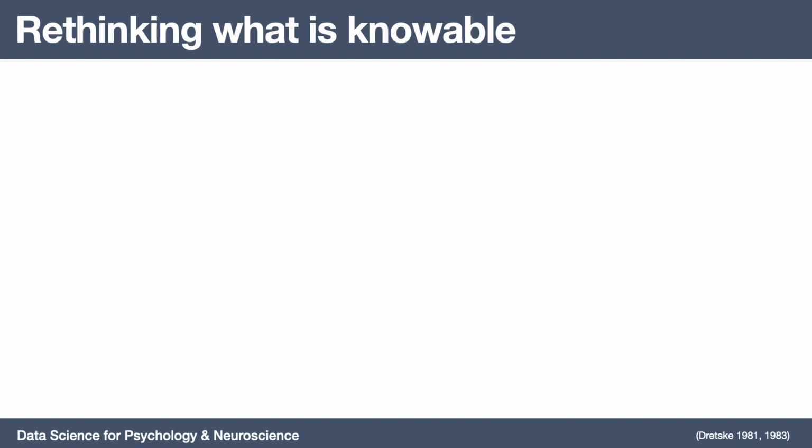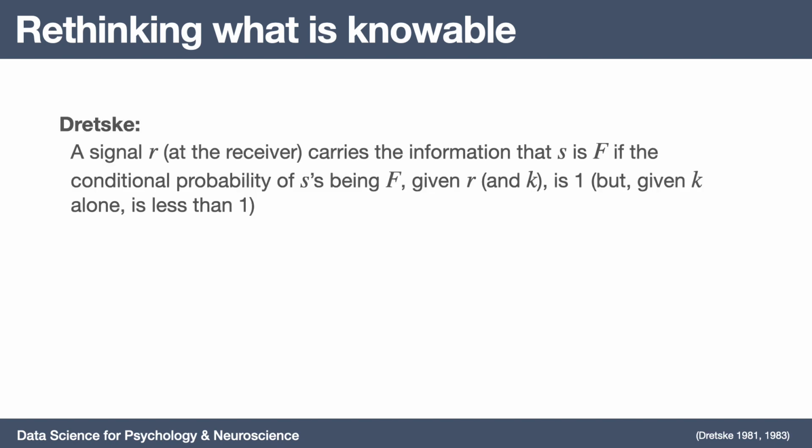Let's rethink what is knowable. Recall that Dretske said that a signal at the receiver carries the information that S is F if the conditional probability of S being F, given R, is 1. In other words, if there's no equivocation, if there's complete mutual information between the signal and the receiver, that's the only case for Dretske where you have knowledge. Everything else is simply a belief.